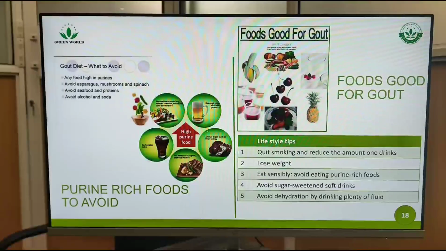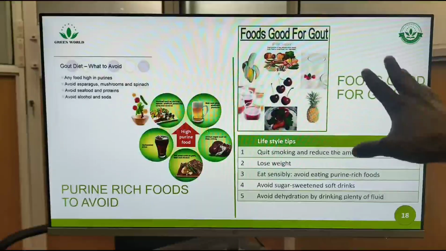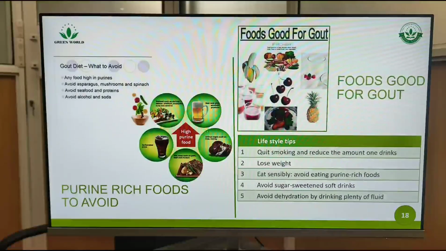So for the lifestyles, people with gout should quit smoking and also reduce the amount that one drinks. They also need to lose weight. They also need to eat sensibly. They also need to avoid eating purine-rich foods. They also need to avoid sugar, sweetened soft drinks, and alcohol. Then drinking a lot of water is very much important, so that things can also work better. So these are the foods which are good for gout and the lifestyle tips that I'm giving you.